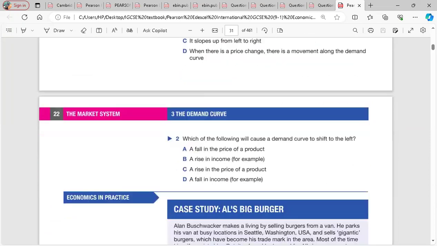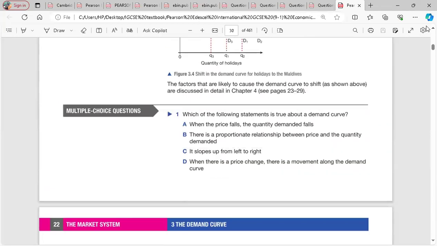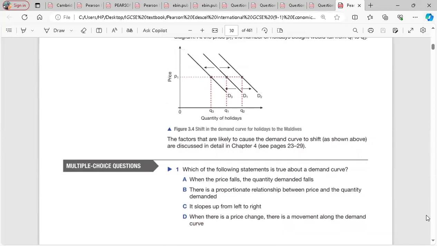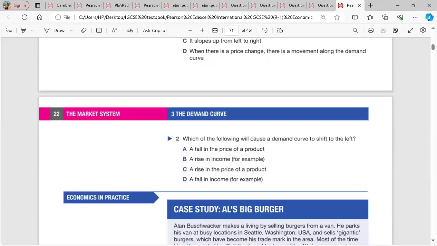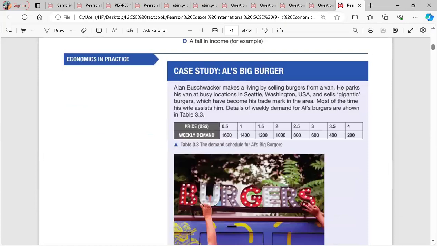Question 2. Did you choose C before? Yeah, it was C before. Really? I thought it was C, but I don't think so. Did you get the answer now or not? It said, which of the following will cause the demand curve to shift to the left? A fall in income. To shift to the left, a fall in income, for example. So the answer is D. Clear? Yeah. So that's all about that.